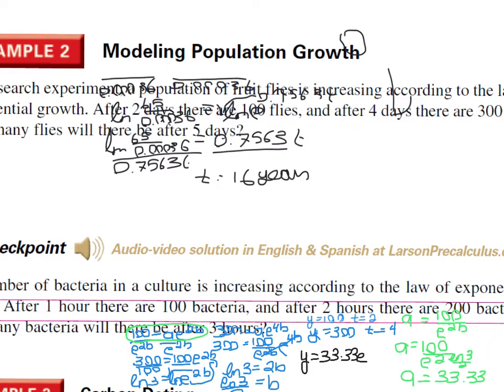e, and then we solved for B, and so B is 0.0549 t. So we want to know after 5 days, that was what our original answer was, after 5 days, how many flies? So we're just going to plug that in. 33.33 e^(0.0549 times 5). And what you get is approximately 520 flies. Okay, let's go to example 3.